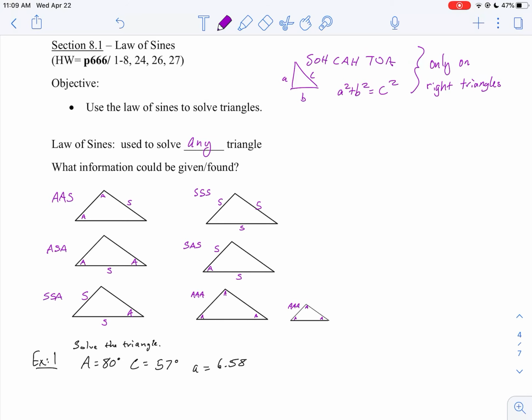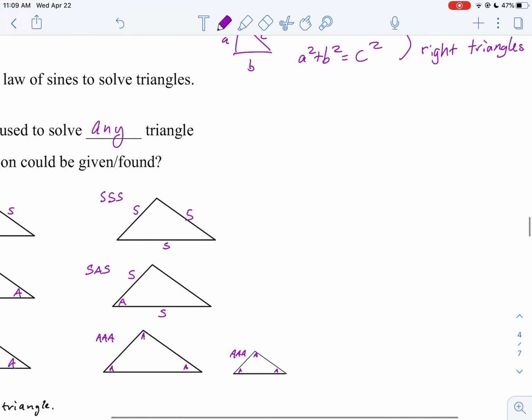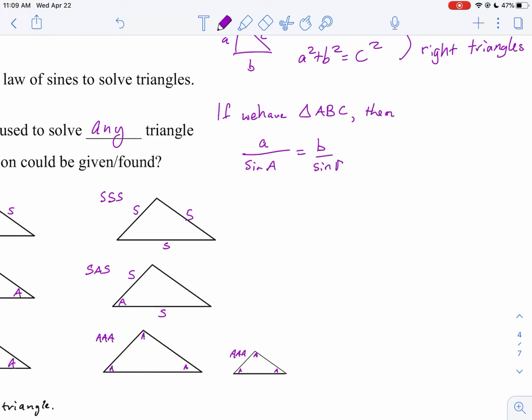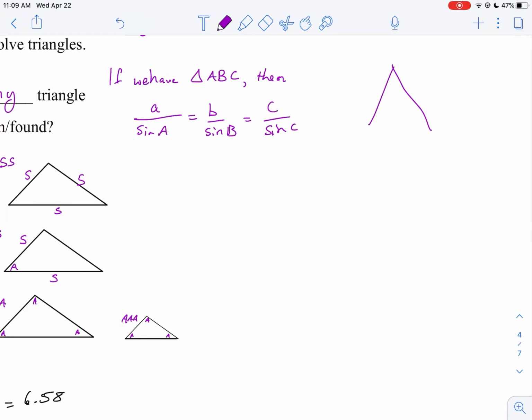Now, the law of sines, you'll see it written two different ways. Our textbook writes, if we have triangle ABC, then little a over sine of A equals little b over sine of B equals little c over sine of C. What this means is if I have a triangle ABC, across from angle A is side A, across from angle B is side B, and across from angle C is side C.